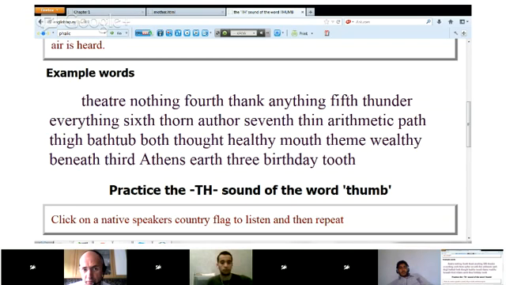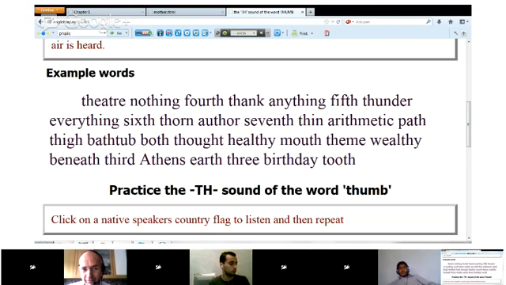So let's go in rhythm then. I will shout the word out and you just bounce it back off me, okay? So theatre. Theatre. Nothing. Nothing. Fourth. Fourth. Thank. Thank. Anything. Anything. Fifth. Fifth. Thunder. Thunder. Everything. Everything. That's good. You're not doing the g anymore. You've got that right. So you're doing it perfectly right now.